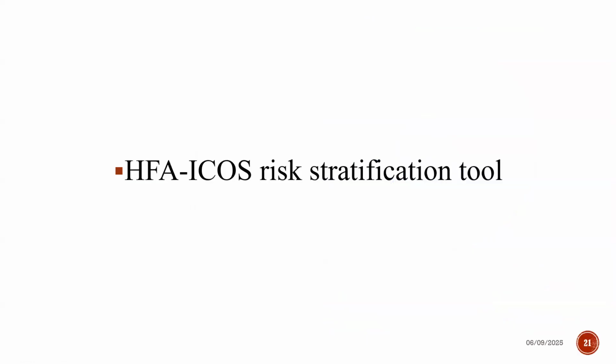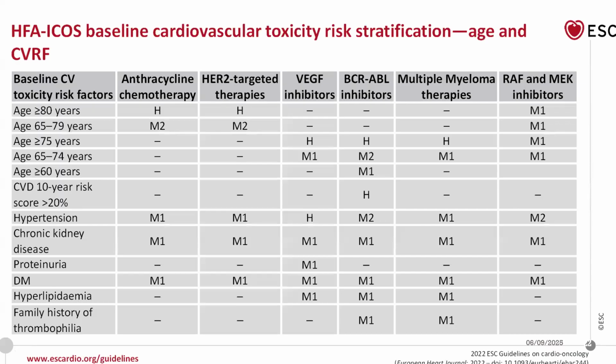Okay, so this is one of the tools that is mainly used for the baseline risk assessment. That's the Heart Failure Association of the ESC and the International Cardio-Oncology Society risk stratification tool. These two look at various baseline risk factors. So when we look at the first column on this table, we have various baseline risk factors. So for instance, here we have age, cardiovascular 10-year cardiovascular risk assessments for hypertension, chronic kidney disease, proteinuria.